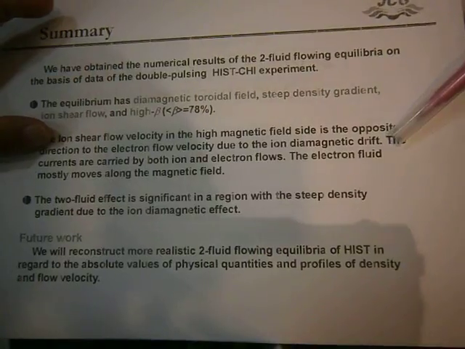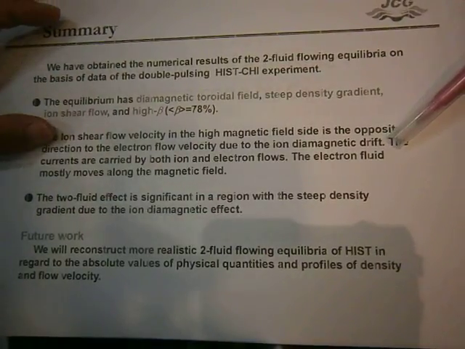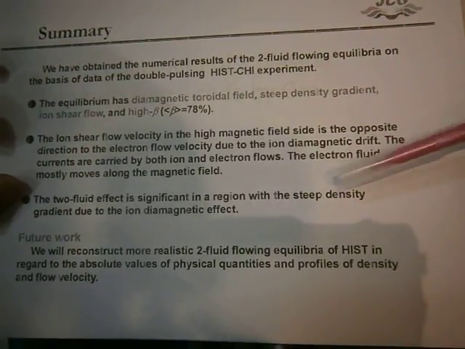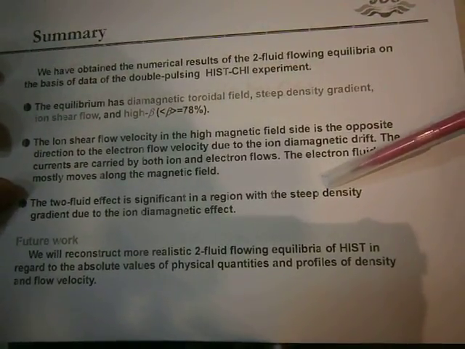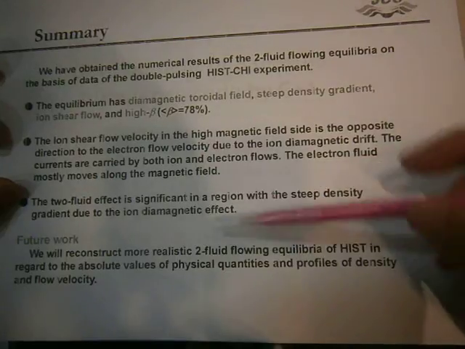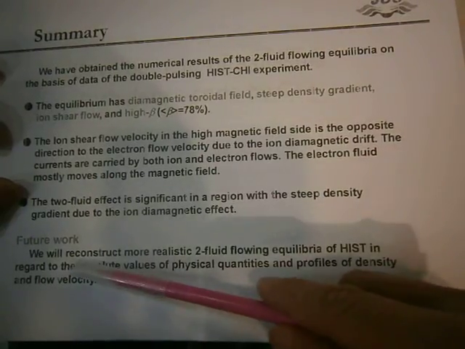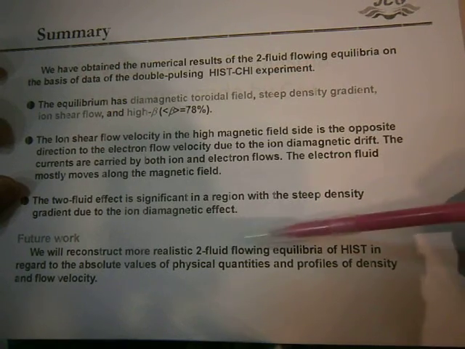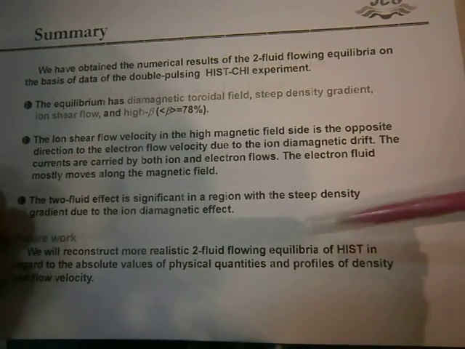The electron field mostly moves along the magnetic field. The two-pole FX region for the strip density gradient is due to ion diagram effect. Furthermore, we will construct more the relation for the following equivalent HAC region for the absolute physical quantity, profile density and velocity.